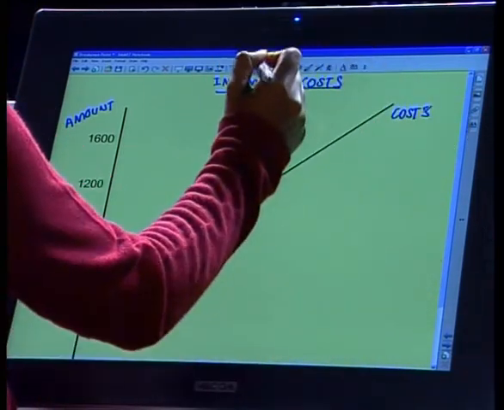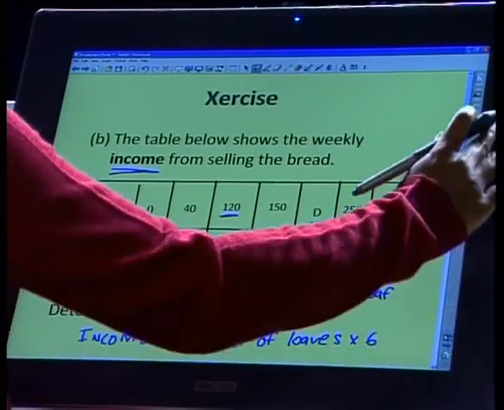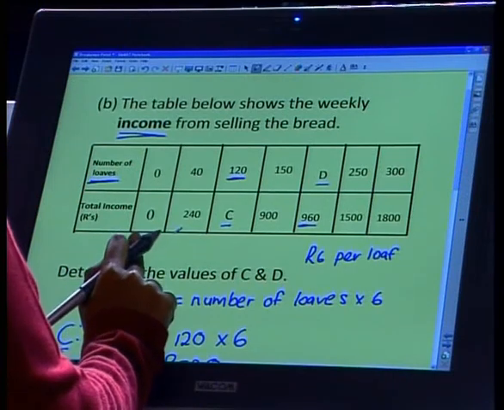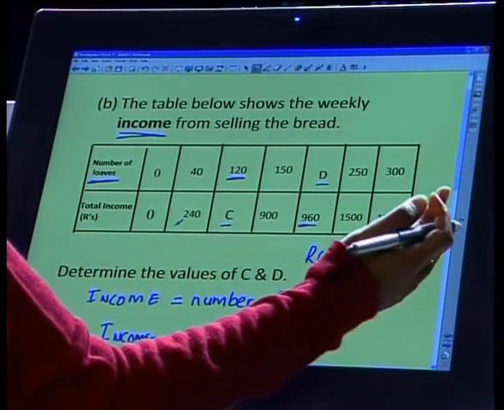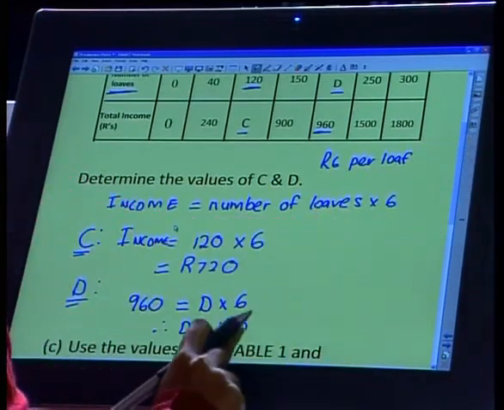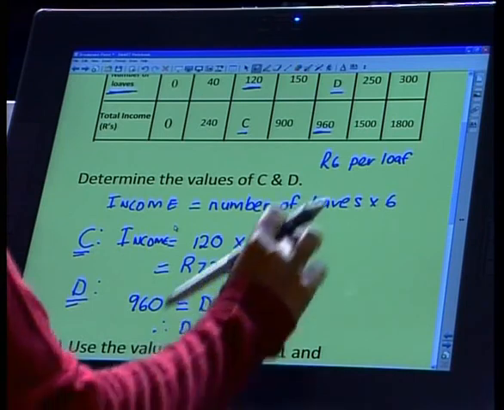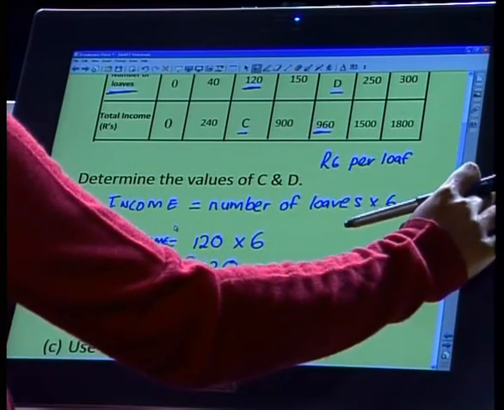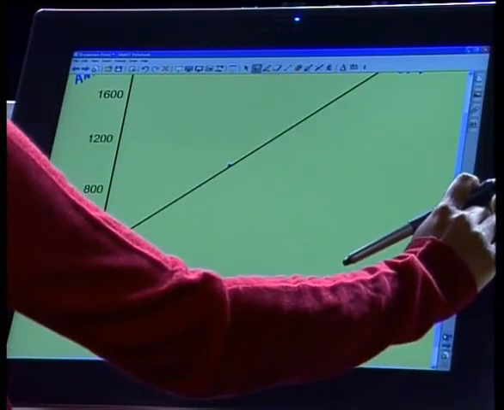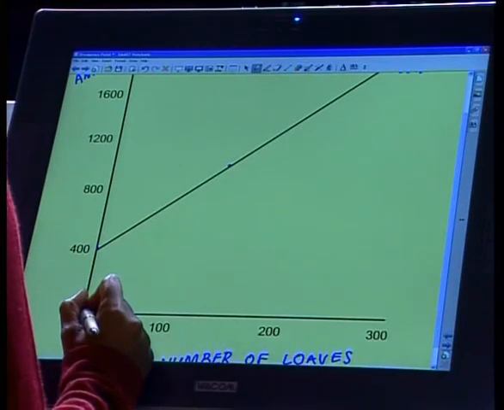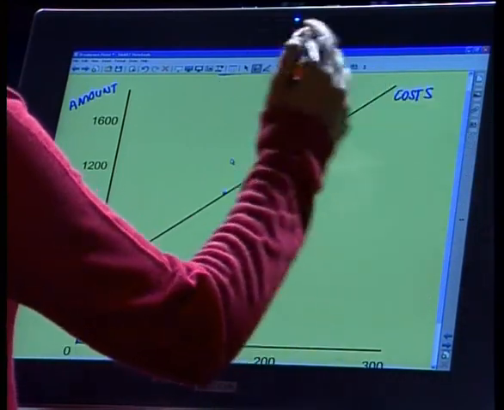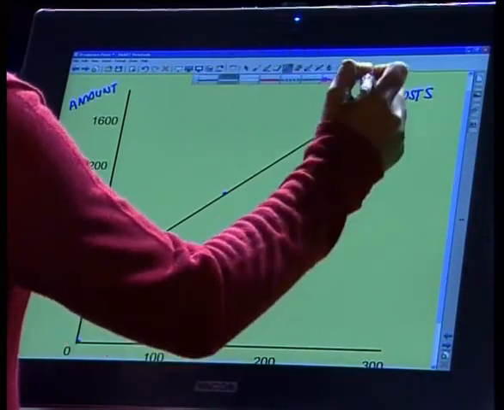Let's move on to the income graph. In that table, we see that the graph starts at the point 0, 0. You can choose any point that you want to. I'm going to use the same one that I used in the last part, where D is 160 and your total income was 960. Remember it's starting at 0, 0. It's going to pass through exactly the same point, and I'm going to join that up just in a different color.